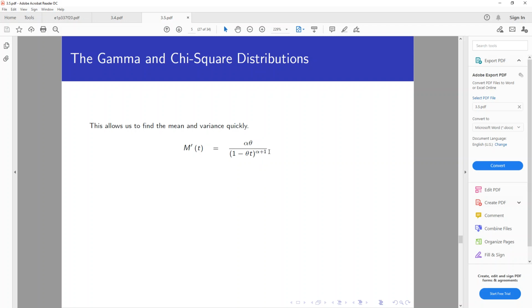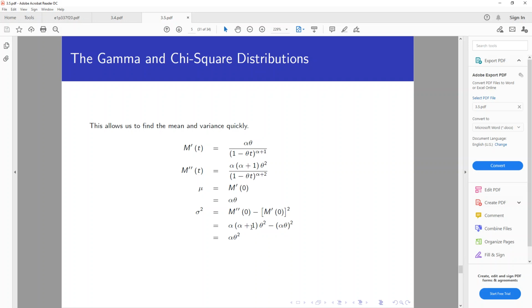Take the derivative, we get this for our derivative, plug in and take our second derivative, we get this for our second derivative. I'll let you check those details. Those really are the derivatives. Plug in 0 for t, I get 1 on bottom, so I just get alpha theta. Plug in 0 for t into the m double prime, I get alpha times (alpha plus 1) theta squared, and then a minus (alpha theta) quantity squared, and that simplifies to alpha theta squared.